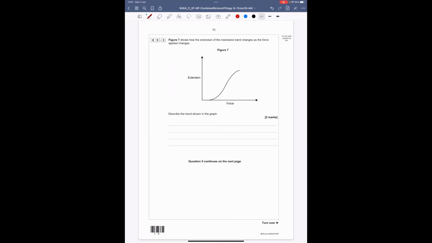Question 5.3 then. Figure 7 shows how the extension of the resistance band changes as the force applied changes. Describe the trend shown in the graph. So we've got this line here and we just need to describe. Describe means say the pattern that's in front of you. Now there's no numbers to this, it's just a sketch graph and we've got 2 marks. So we've got to say what happens. So I would normally then break it into stages. So you've got stage 1, then you've got stage 2, and then you could potentially say about stage 3 as it starts to level off here.